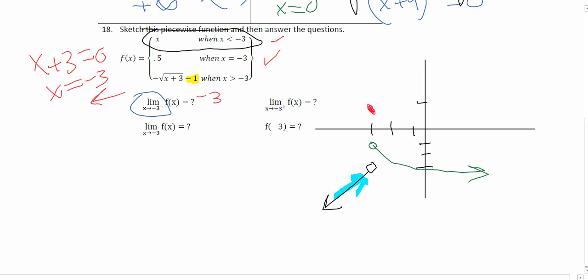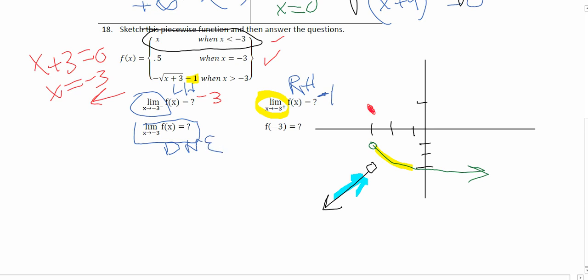And when I approach it from the right hand side, which is what they're asking in the second question, we're coming up, approaching it on the green curve. And that equals negative 1. So what can we say about the limit in general? Does the left hand side equal the right hand side? And the answer is obviously not. So by definition, the limit does not exist.